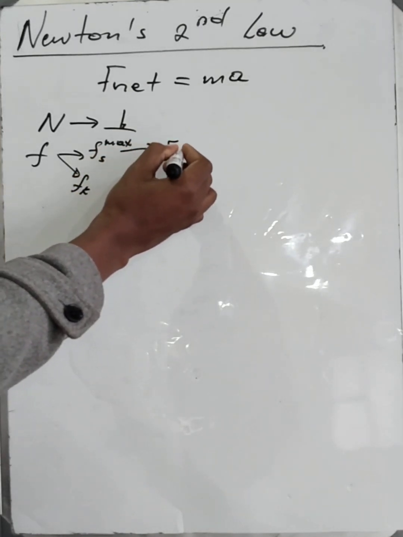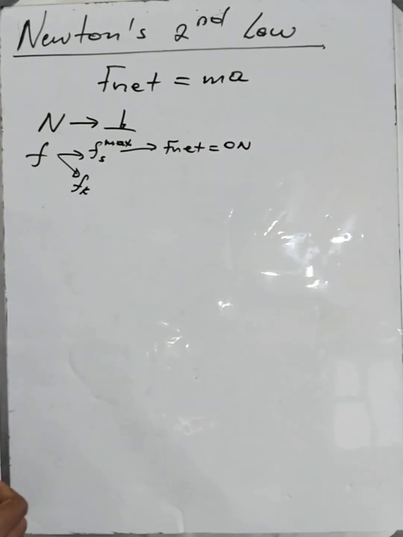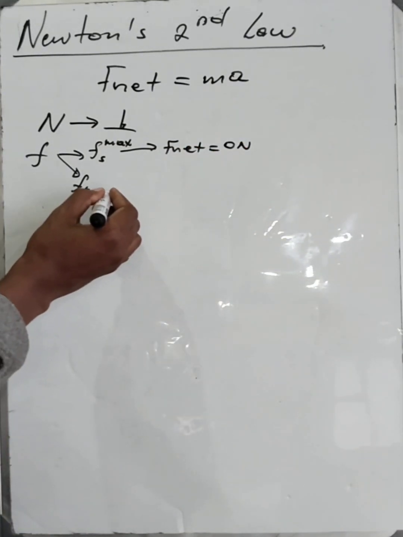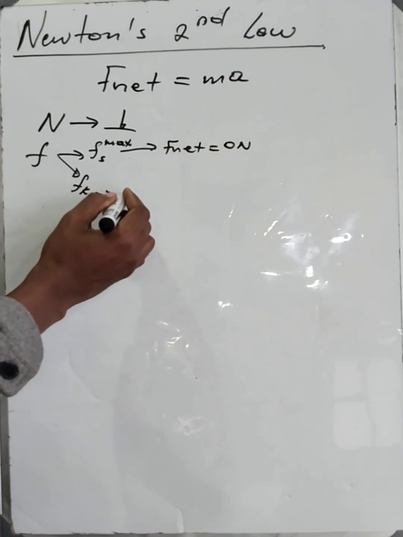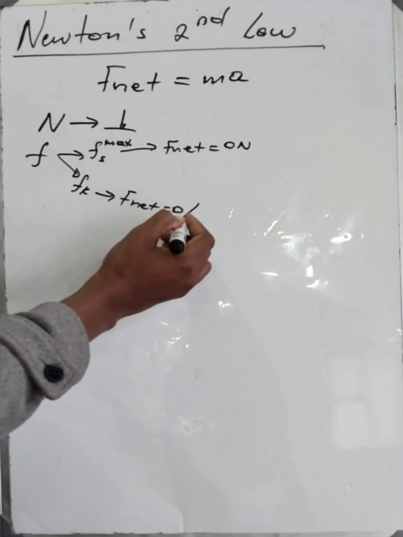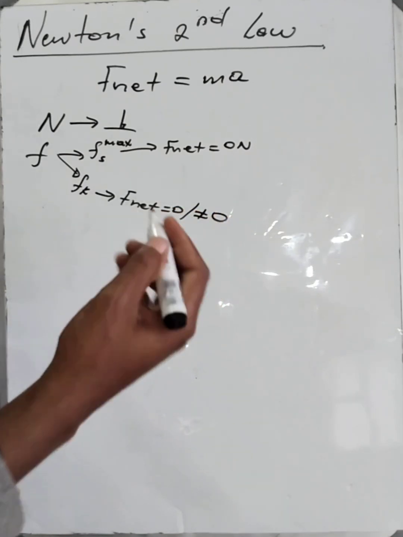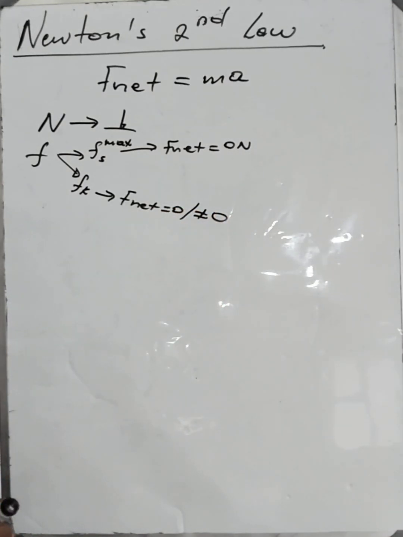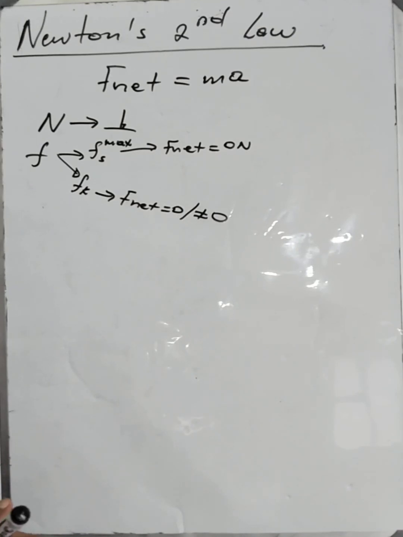For maximum static friction, F net will always be equal to 0 because the object is not moving. For kinetic friction, F net can be equal to 0 or cannot be equal to 0. It will depend on the situation. If the object moves at constant speed, F net is equal to 0. But if the speed is changing over time, F net is not equal to 0, all right?